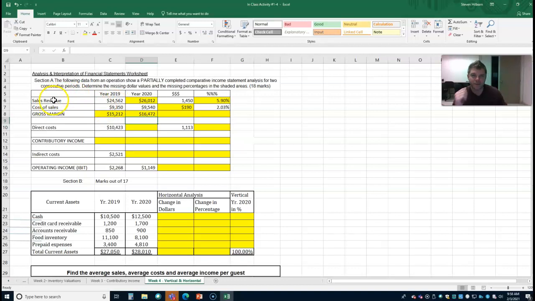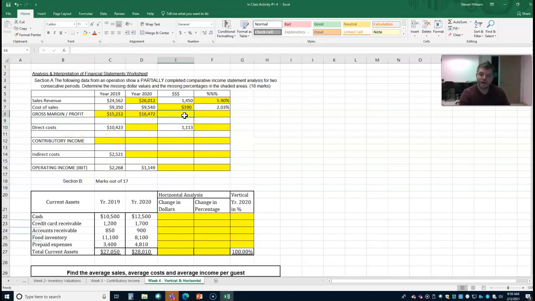Sales revenue, people paying you for stuff. You're earning revenue, income. Cost of sales, this is the money it costs me to earn that income. What do I have remaining? This is my gross margin. We've also talked about it saying gross profit. These are interchangeable terms, so I need you to understand that those can be the same. They're synonyms for each other.